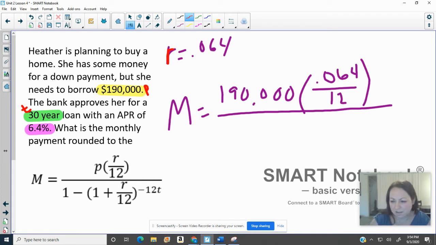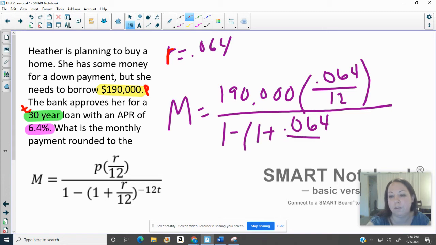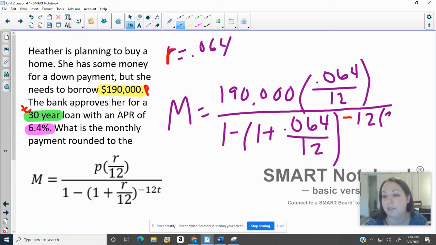And then in the denominator, I know this looks wacky, but I promise it makes your life much easier. 1 minus the quantity. So make sure you put the parentheses in. 1 plus that same ugly fraction, 0.064 divided by 12. And the whole thing gets raised to the negative 12 times whatever the time value is. And in this case, the time value is 30 years.